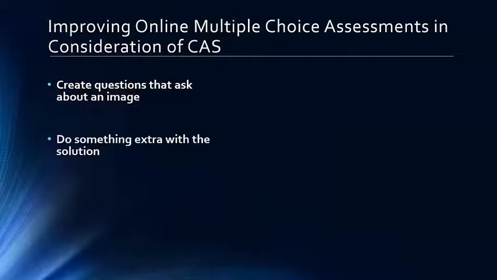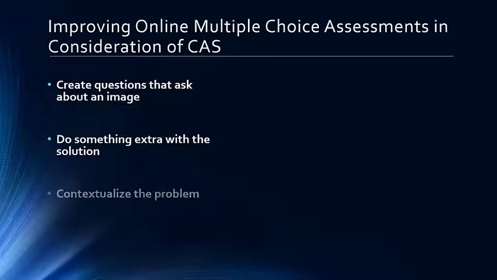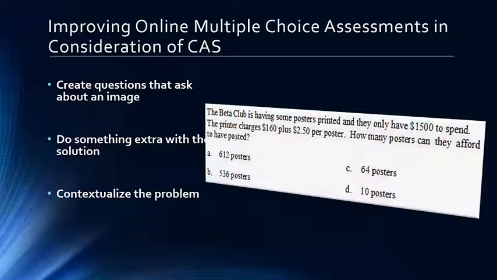Another strategy is to do something extra with the solution. Have the student use the solution of one problem to compute something additional with that solution. This requires a little more comprehension and synthesis than a CAS can usually provide. Consider contextualizing the problem. Problems in context or applications are also usually more difficult for the CAS systems to interpret.